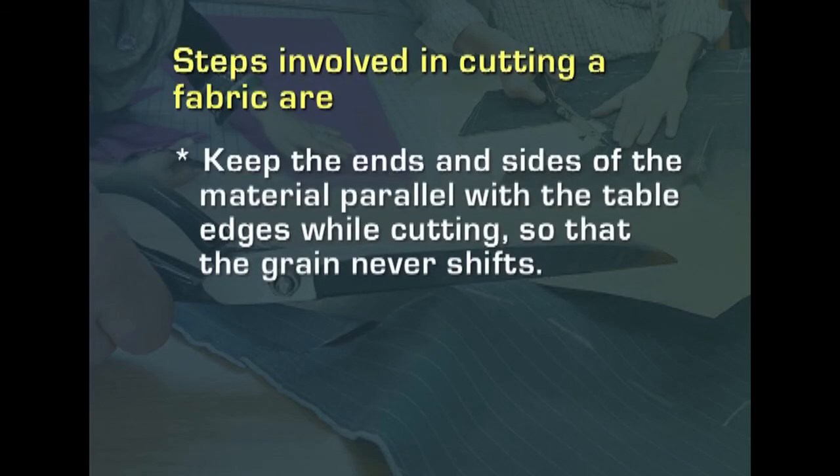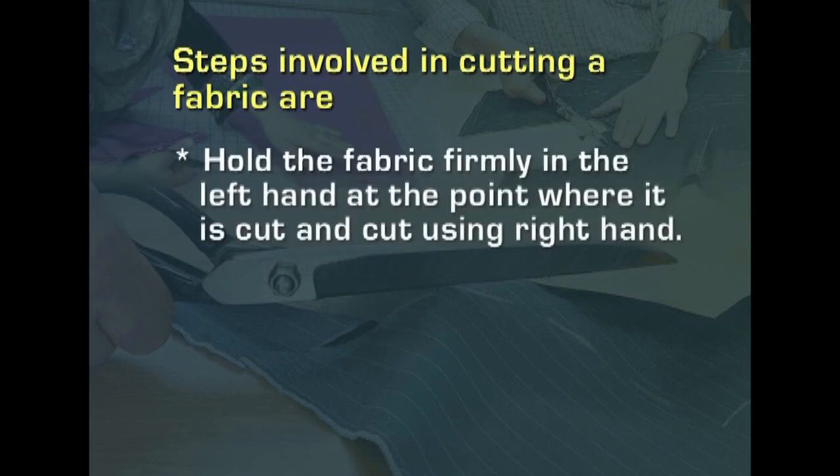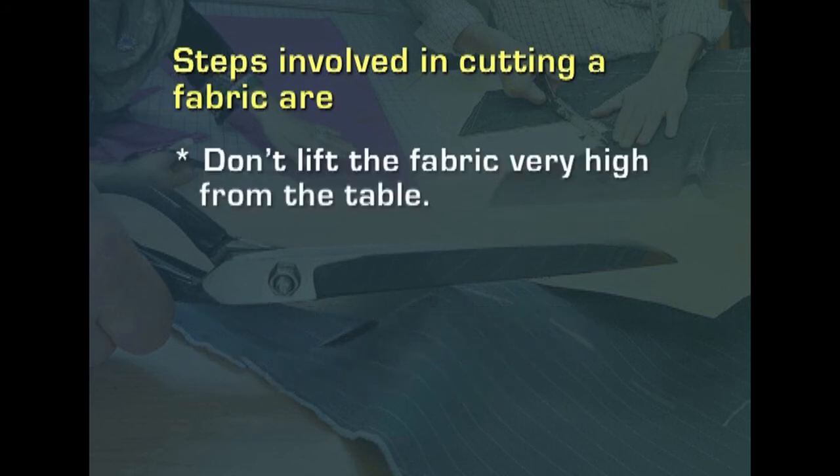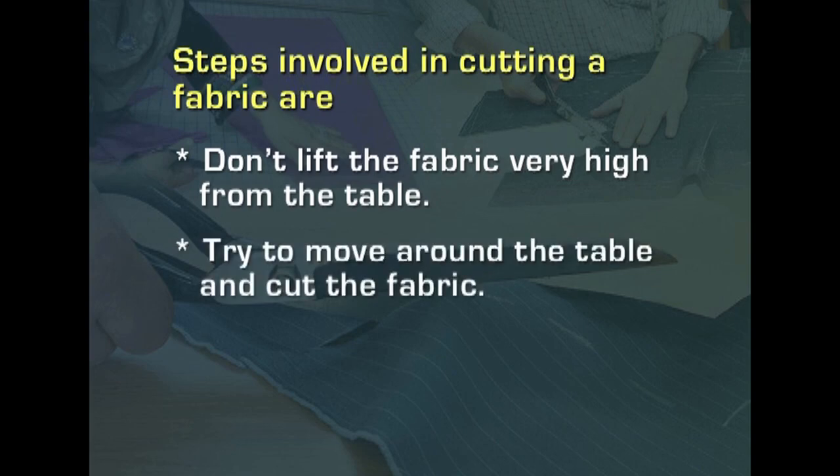Steps involved in cutting a fabric are: keep the ends and sides of the material parallel with the table edge while cutting so that the grain never shifts. Hold the fabric firmly in the left hand at the point where it is cut and cut using the right hand. Cut the fabric using long, smooth strokes to the full length of the shears. Don't lift the fabric very high from the table. Try to move round the table and cut the fabric.